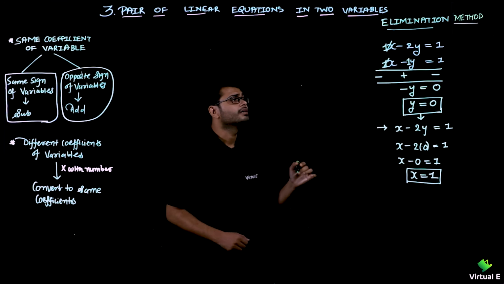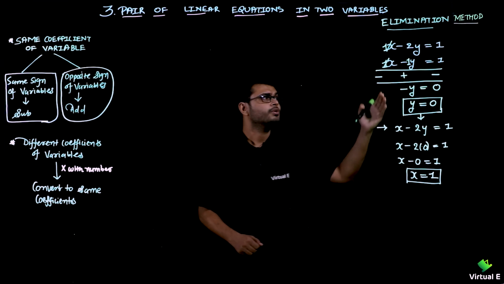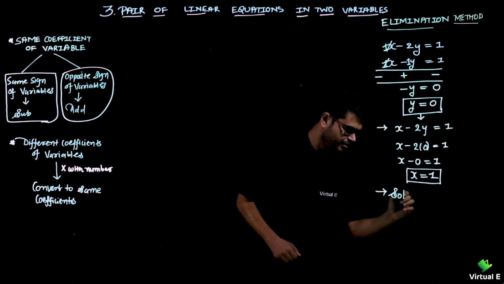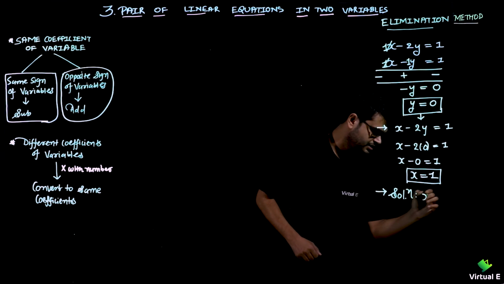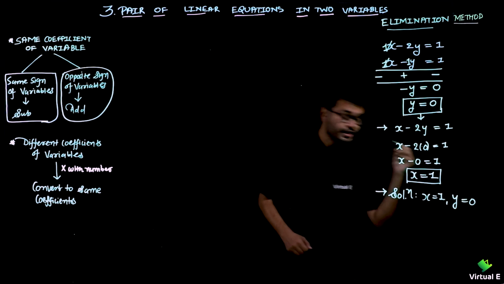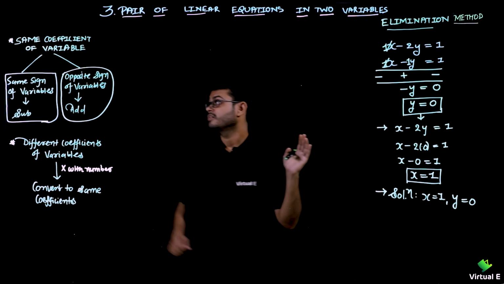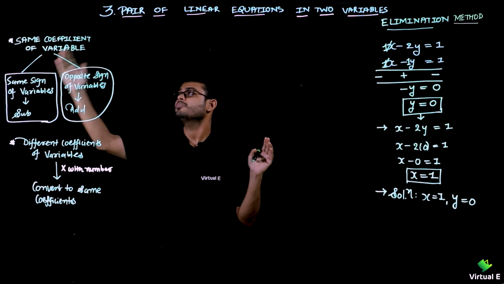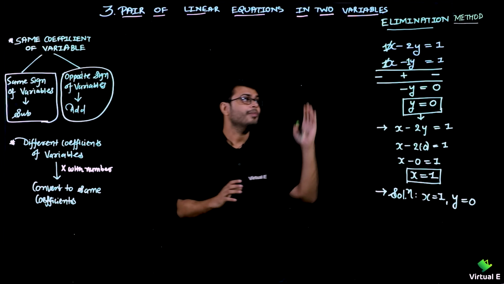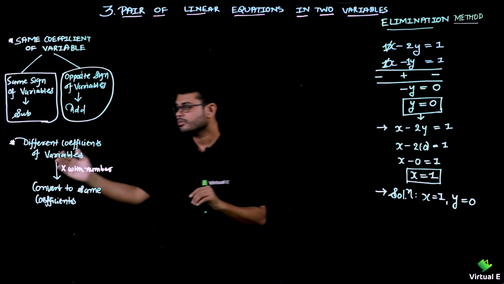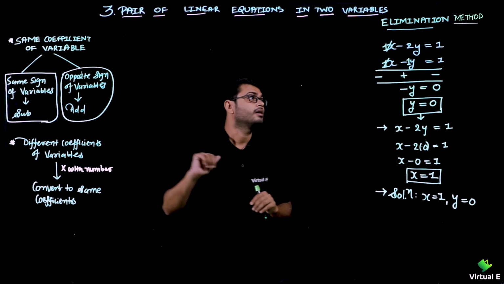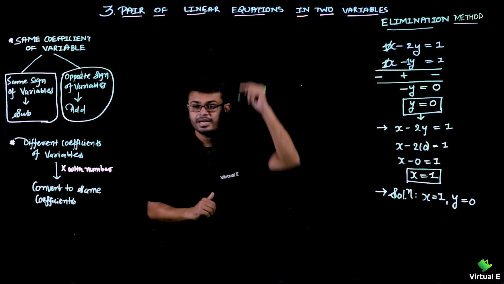So I can write the solution of these two equations: x is equal to 1 and y is equal to 0. Remember which case we discussed? We discussed the first case, same coefficient of variable. This is case 1. Now I'm going to discuss the second case, how to do it when you have different coefficients of variables, right? So let me rewrite the equation.